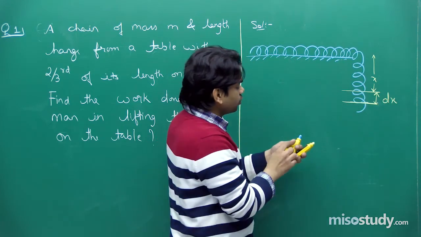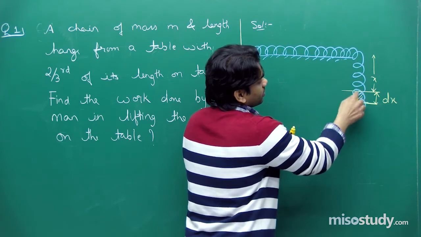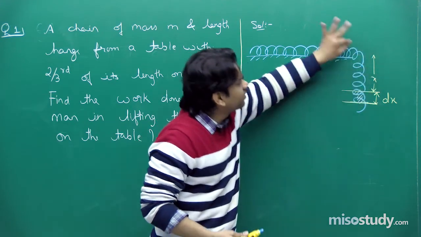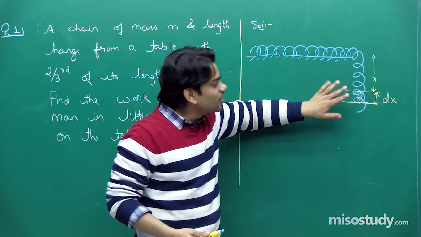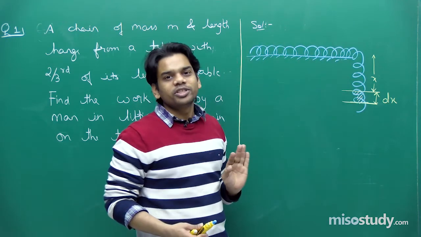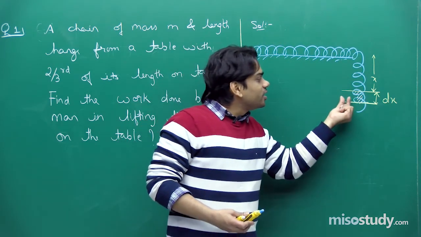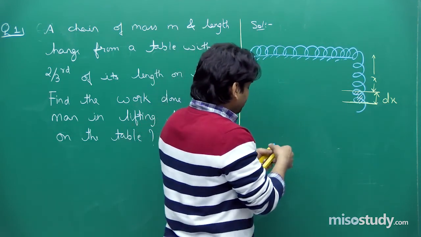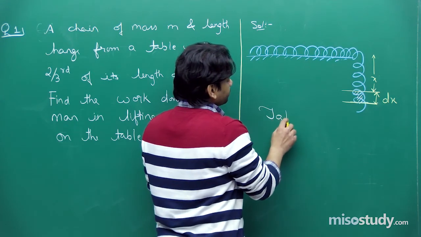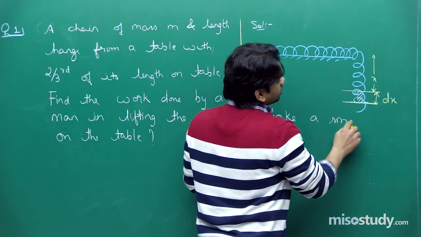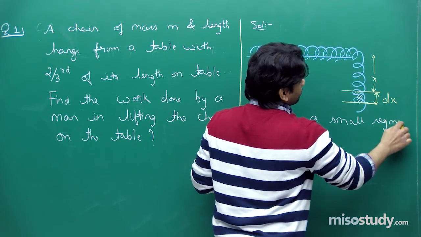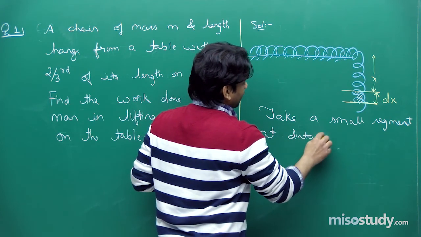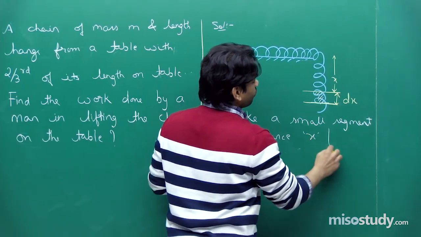Now this part of chain, just you see this part of chain. Suddenly this part of chain will be having some mass. It is a very small segment and you are going to lift it, and now let us see what will be the work done to lift only this small segment of chain to bring on the table. Now this work done will be simply the work done against the gravitational pull. It's a small segment. So take a small segment at distance x from top of table.